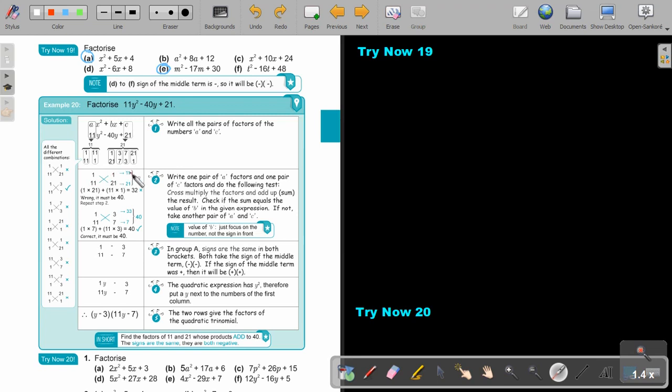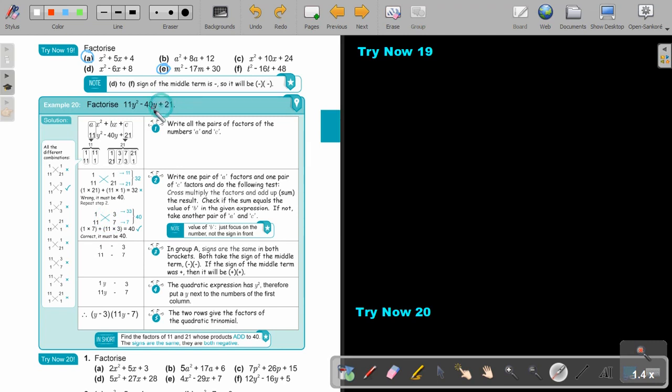So I multiply, I get 11. I multiply, I get 21. And if I add it up, 32, it must be 40. Forget about the sign, just focus on the 40. So let's try another one. 1 and 11, and what is the next one? 3 and 7. So 11 times 3, 33. 1 times 7, 7. 33 plus 7 is 40. That's 40. So the combination is correct.